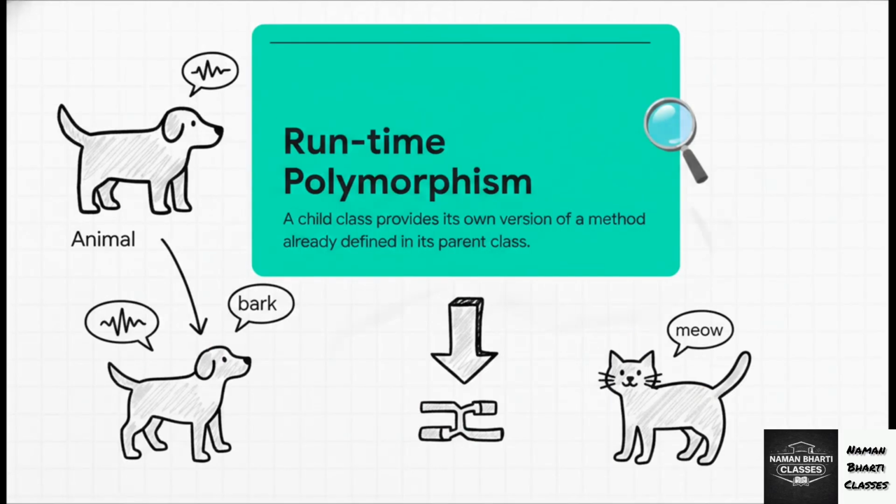One common type is what we call runtime polymorphism, or method overriding. Just imagine you have a general animal blueprint with a method called makeSound. Now, a dog object inherits this, but it overrides that method to make a bark. A cat object also inherits it, but it overrides it to meow. It's the same method name, makeSound, but the specific behavior is decided when the program is actually running.